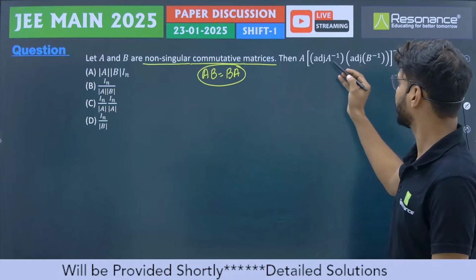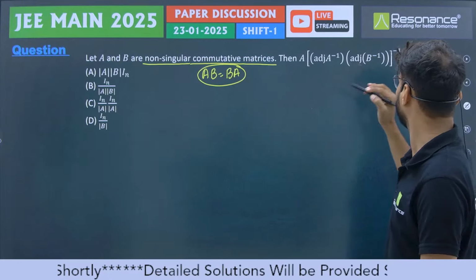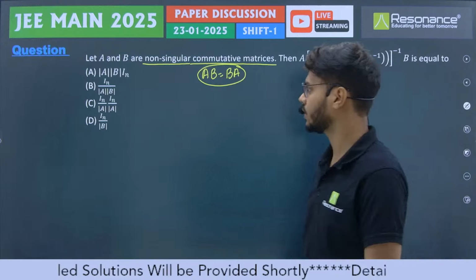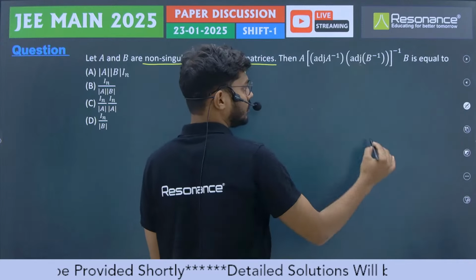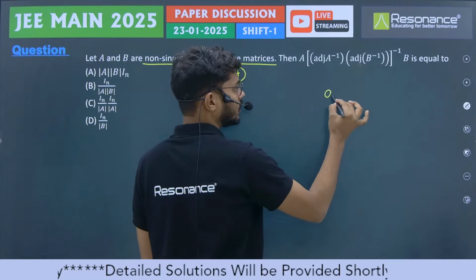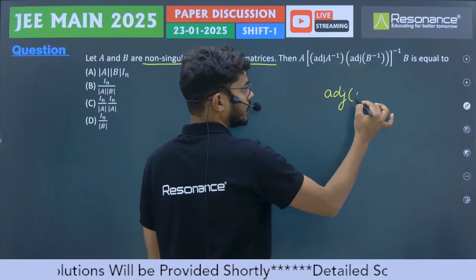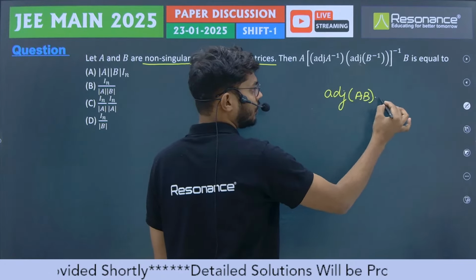A into adjoint of A inverse. So some of the matrices are given, I have to check these options, right? In this question, we will use only two properties. Property of adjoint. Can you tell me what is adjoint of AB?